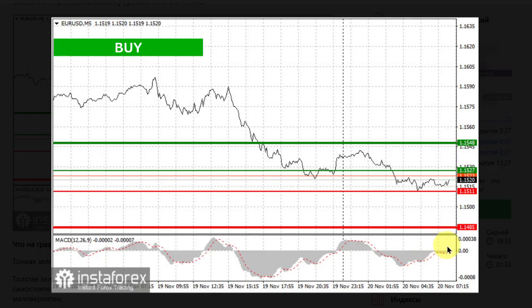You could also plan to buy euro today if the price tests 1.1511 twice in a session, while the MACD indicator is in an oversold area. This will limit the downside potential of the pair and lead to an upward market reversal. Expect growth toward the opposite levels of 1.1527 and 1.1548.